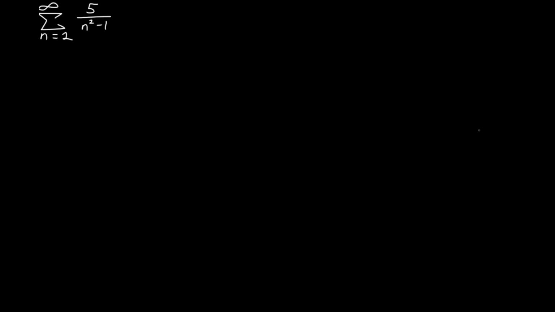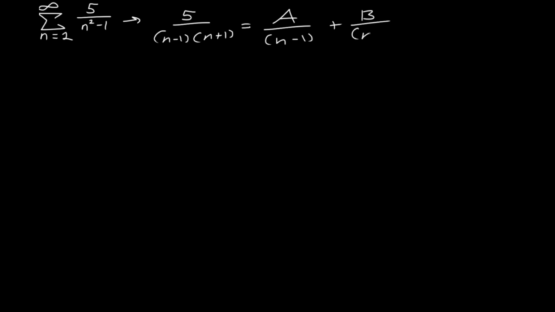All we need to do is separate this fraction into 2 different fractions. And we can do that by using partial fractions. So to do that, we're going to bring over this fraction, and we're going to factor its denominator. We're going to factor the n squared minus 1 into n minus 1 and n plus 1. And then we're going to set this equal to A divided by the smaller factor, n minus 1, and then we're going to add this to B divided by the larger factor, n plus 1.